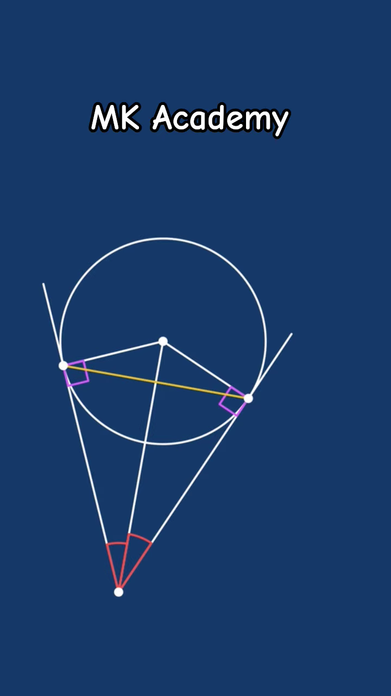If we draw a chord that meets the radius at right angles, then this radius will also bisect the chord. That is, it splits it into two equal parts, which means that it's the perpendicular bisector of that chord.